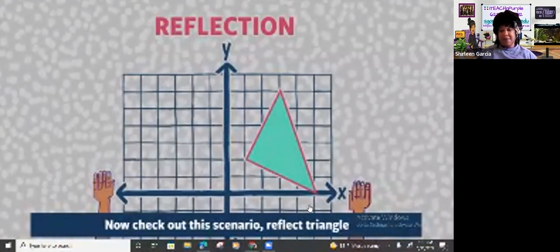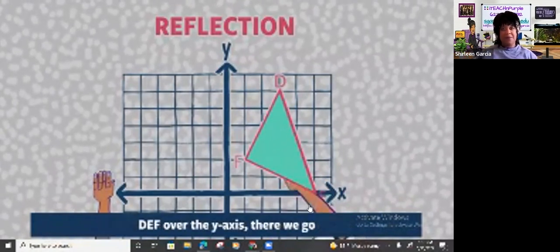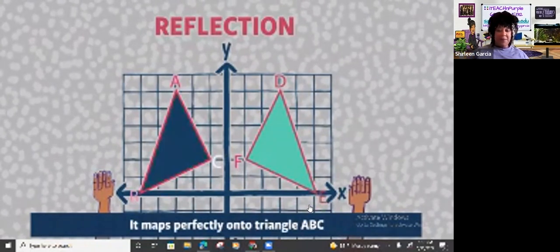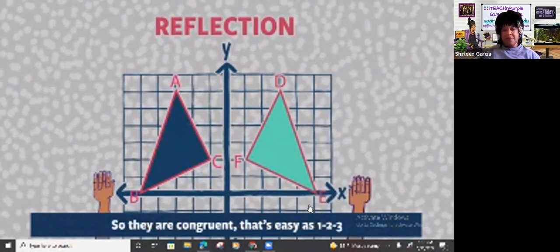Now check out this scenario. Reflect triangle DEF over the y-axis. There we go. It maps perfectly on the triangle ABC, so they are congruent. That's easy as 1, 2, 3.